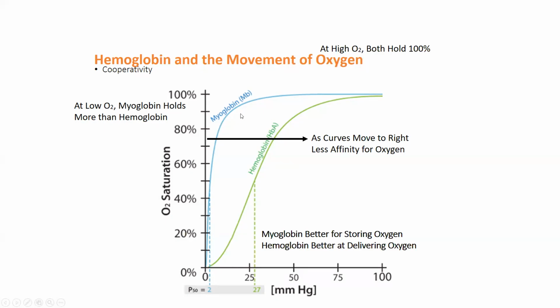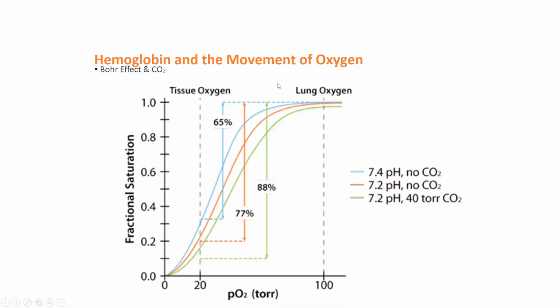Remember that myoglobin is at the leftmost because it has the highest affinity for oxygen, and hemoglobin is at the rightmost because it has the least affinity for oxygen. So the more the curve shifts to the right, the less affinity for oxygen you would have. The more we shift to the left, the more affinity for oxygen we're going to have. So myoglobin is better for storing oxygen, and hemoglobin is better for delivering oxygen.